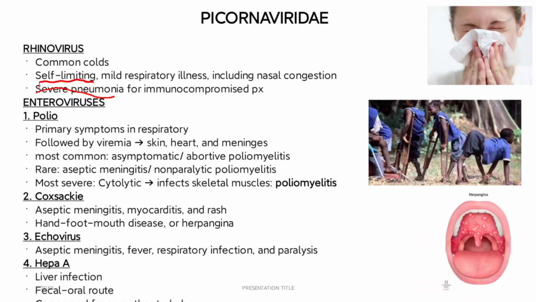Virus na present sa blood. So, presence of the virus in your bloodstream. So, viremia. Magta-travel yung virus na yan. Nasa bloodstream nyo na siya, sa skin mo, sa heart mo, as well as sa meninges.